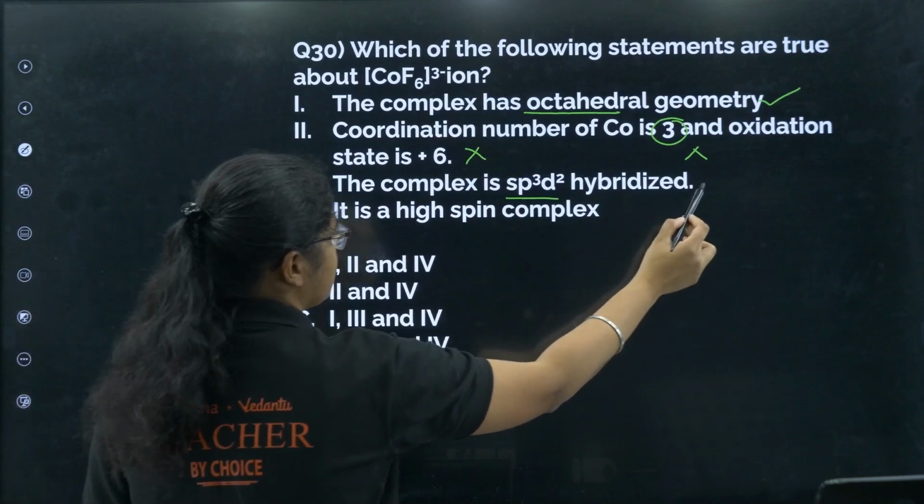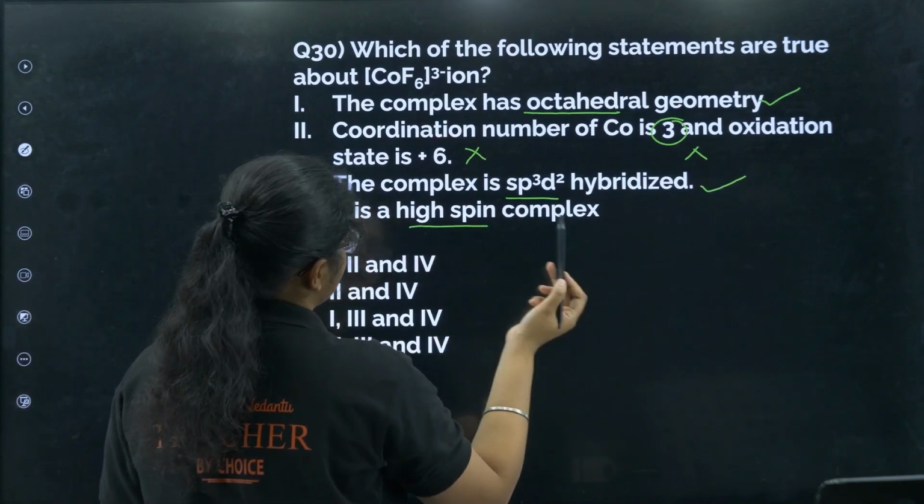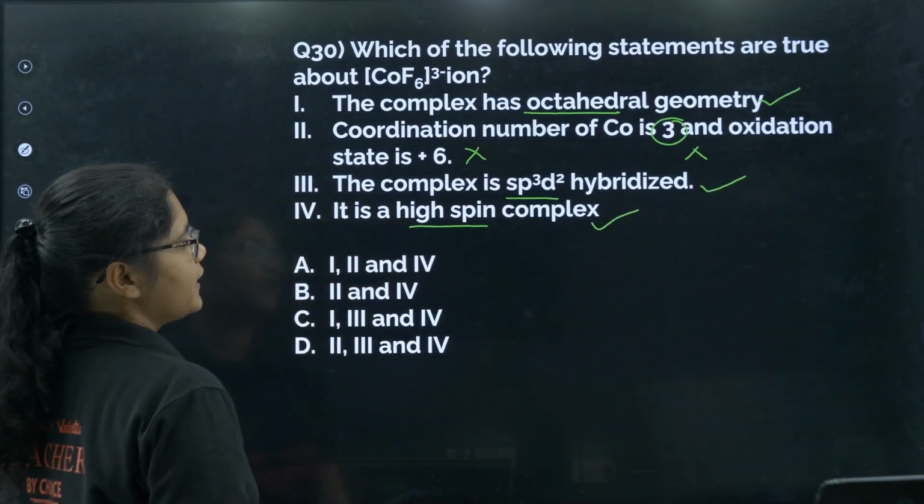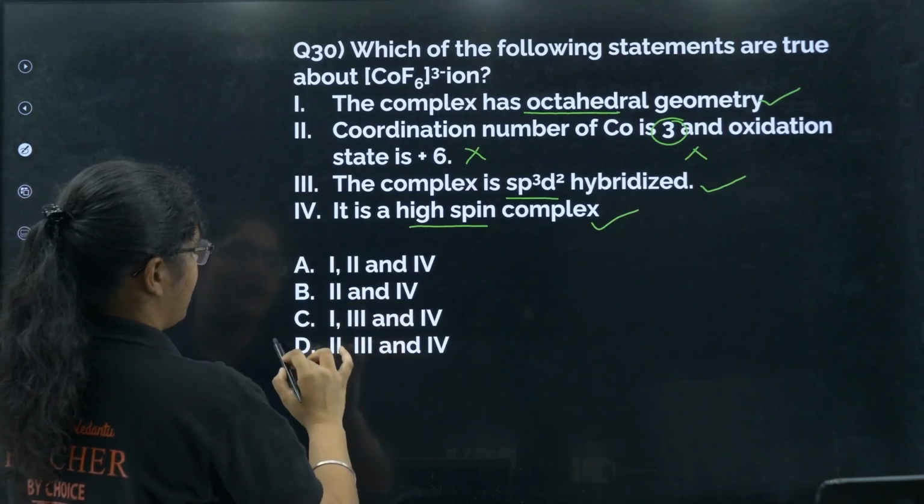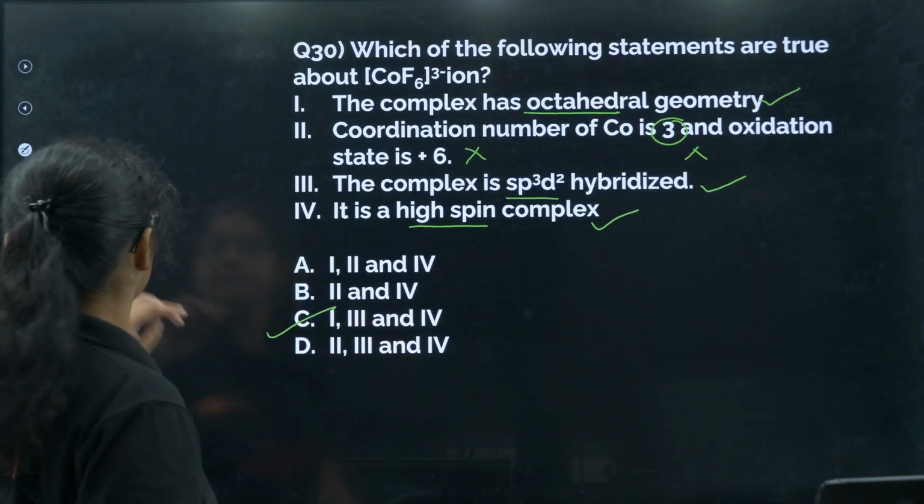Complex is sp3d2 hybridization. That is also correct. High spin complex, that is also correct. So all the correct statements here are 1, 3 and 4. That is option number C.